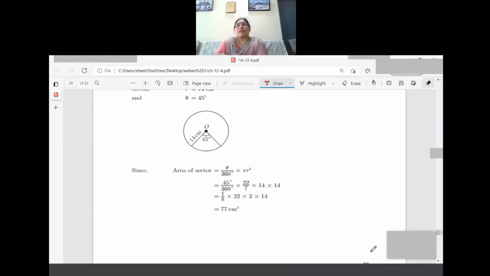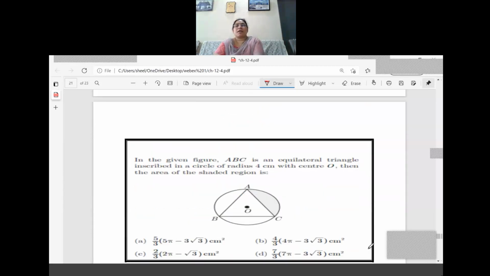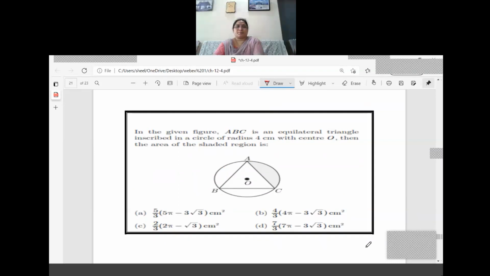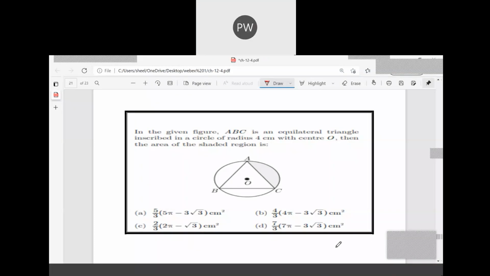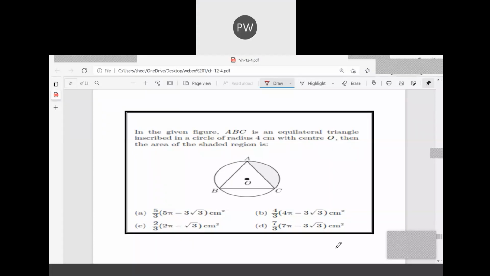Yes, ma'am. Okay, the next question. Try this one. In the given figure, ABC is an equilateral triangle inscribed in a circle of radius 4 centimeter with center O. Then find the area of the shaded region in terms of pi.